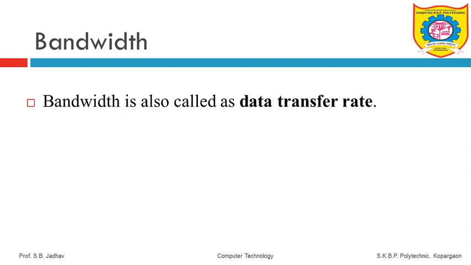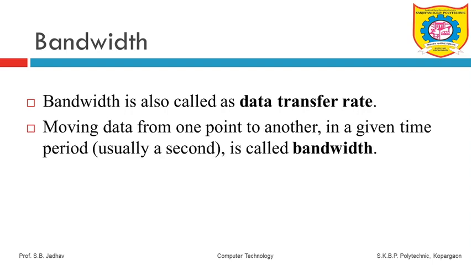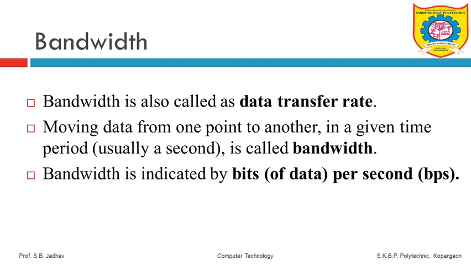The first term is bandwidth. Bandwidth is also called data transmission rate. Moving data from one point to another in a given time period is called bandwidth. Bandwidth is indicated by bits per second.